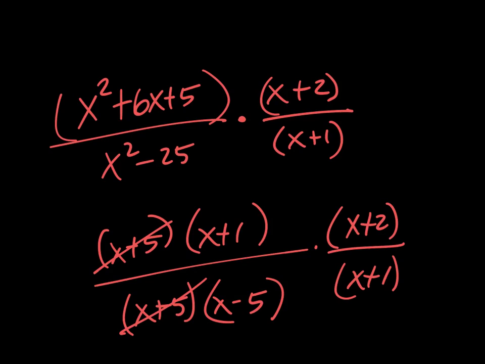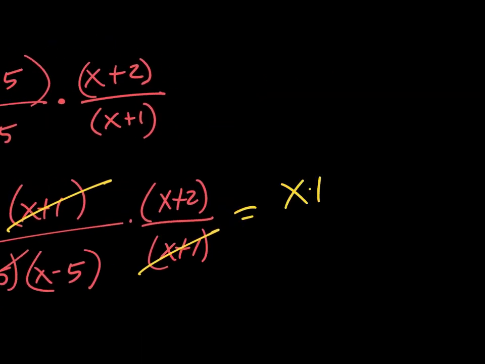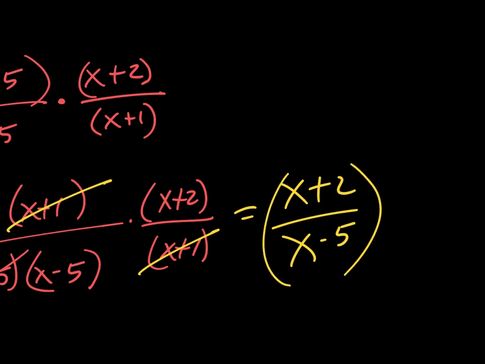And then do you see other stuff that cancels? I see something else that cancels. What? That one and that one. Final answer? X plus 2 over x minus 5. Make sense?